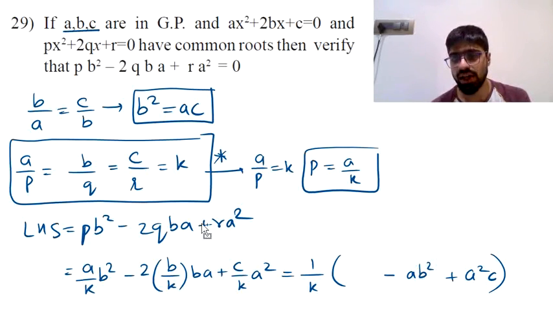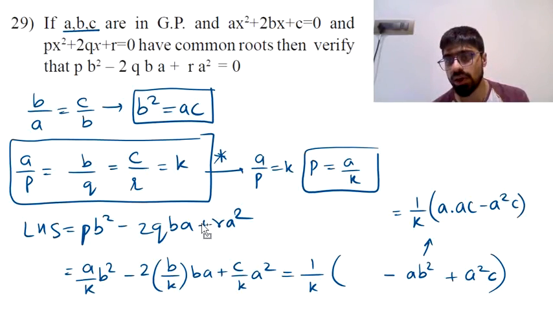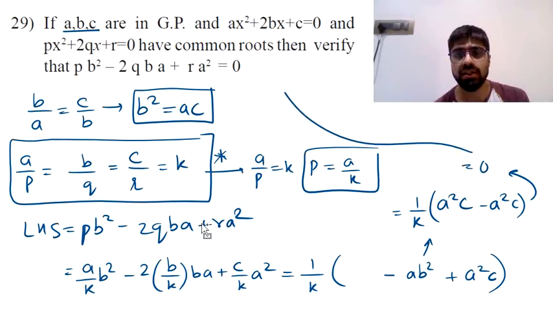So we can write B square as AC, and this finally becomes 1 upon K, and we have A into AC minus A square C. So A into AC becomes A square C, and minus A square C is already equal to 0. And that's your right hand side.